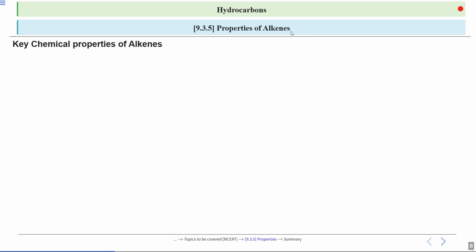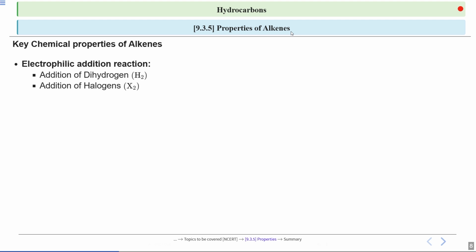Starting with, so what we will do is we will divide our whole set of reaction of alkenes into two parts. The first one is electrophilic addition reaction. So this electrophilic addition reaction involves addition of dihydrogen to an alkene. So this process is called as hydrogenation. Next we have addition of halogen, which is represented by X2, and X can be chlorine, bromine or iodine. After that we have addition of hydrogen halides. So here hydrogen halide is represented by HX, where X is a halogen like chlorine or bromine.